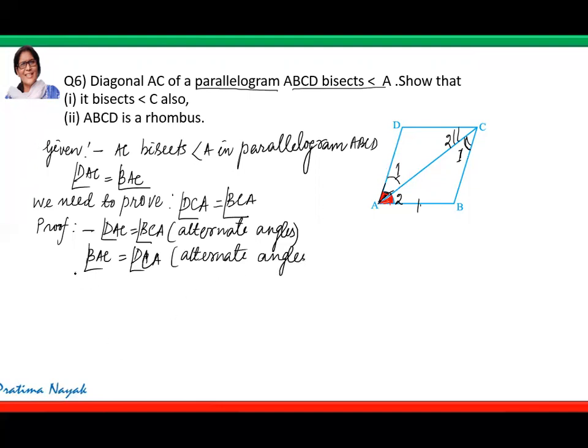So when DAC is equal to BAC, what does it mean? BCA is equal to DCA. If 1 is equal to 2, here 1 is also equal to 2. Then AC bisects angle C.